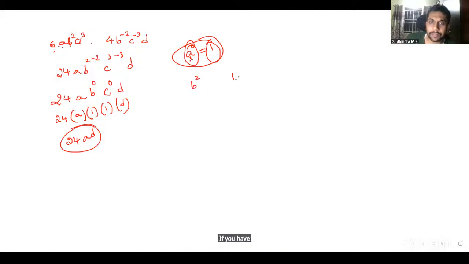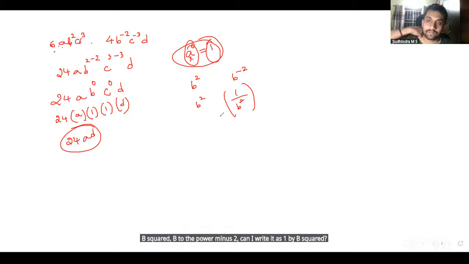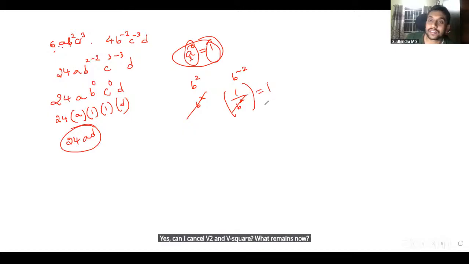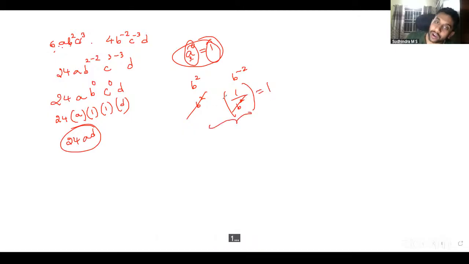See, if you have b square and b to the power minus 2, can I write b to the power minus 2 as 1 by b square? Can I cancel b square and b square? What remains now? 1. Correct? Alternatively, I can also add the powers. B to the power 2 minus 2 will be b to the power 0.